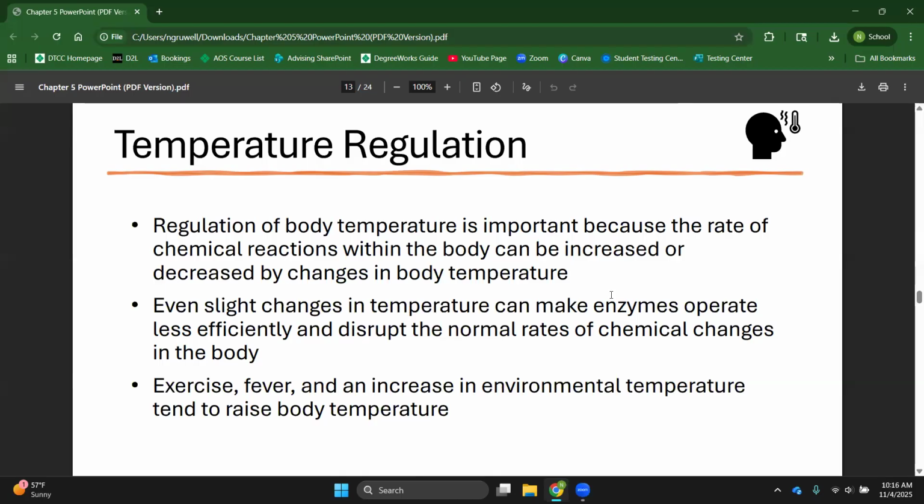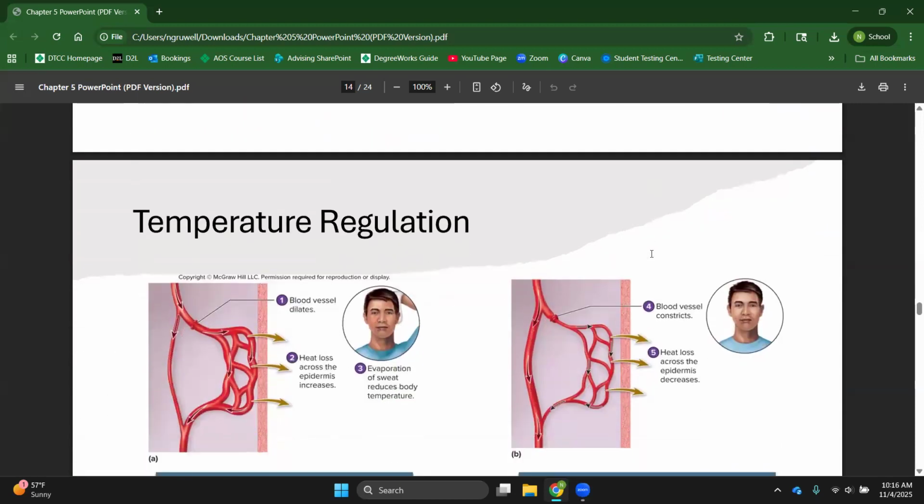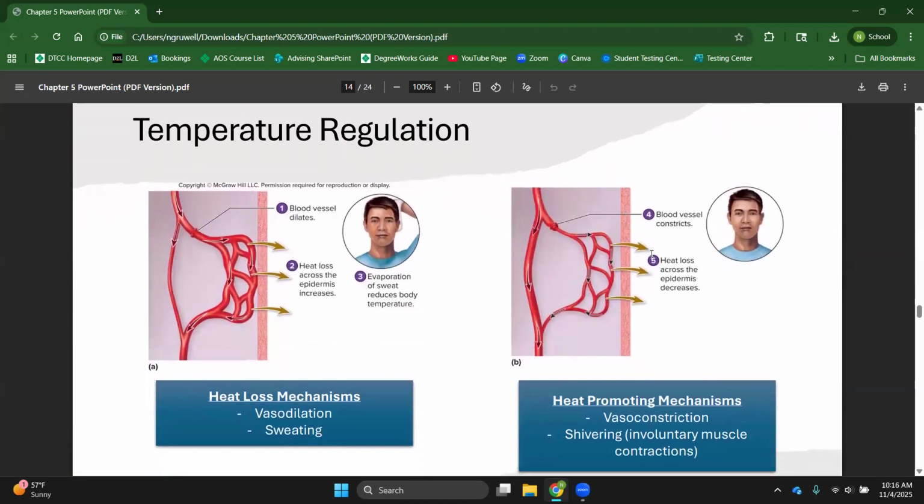Some things like exercise and fever, and obviously when it gets hotter outside, are going to raise body temperature. So we need a way to counteract that some so that we can keep the body functioning normally. So remember, we're always trying to maintain homeostasis. So this is a partnership between our cardiovascular system and our integumentary system. Our arteries especially have smooth muscle within them that allows them to dilate, which means widen, or constrict, meaning get more narrow.